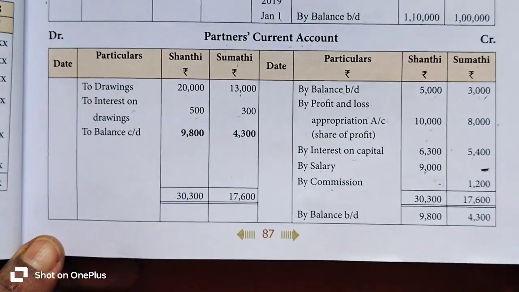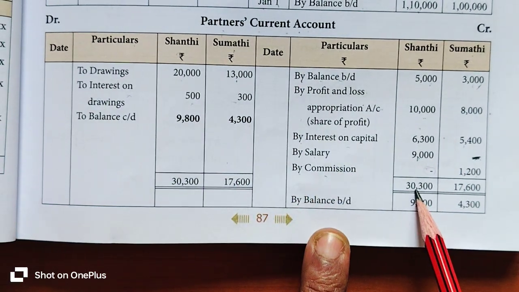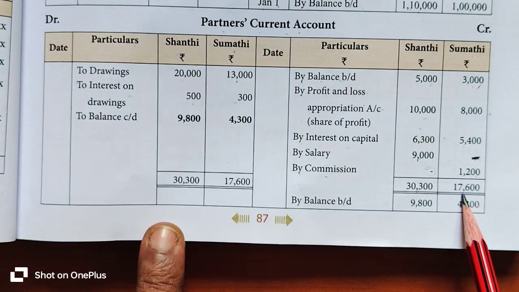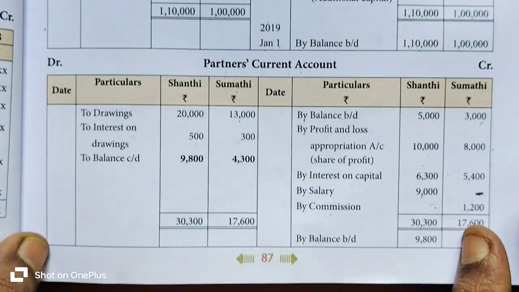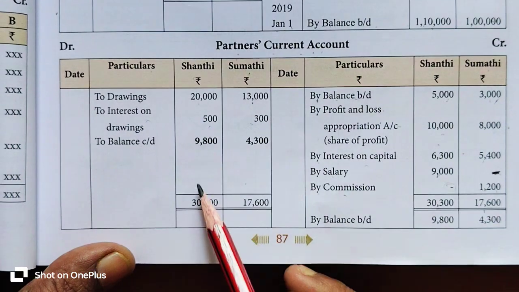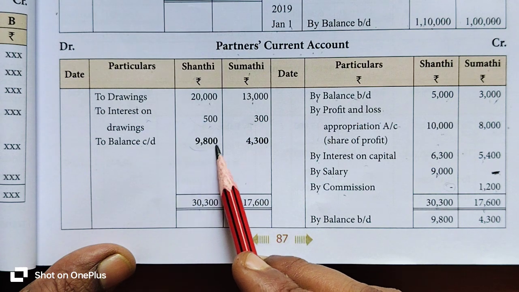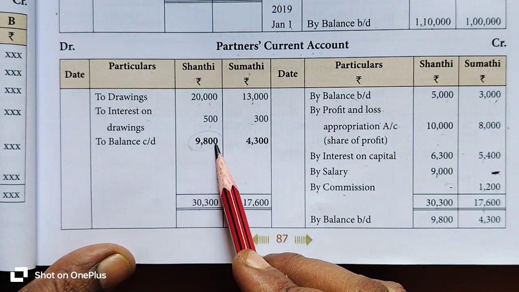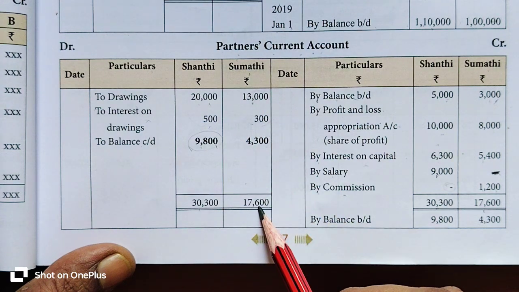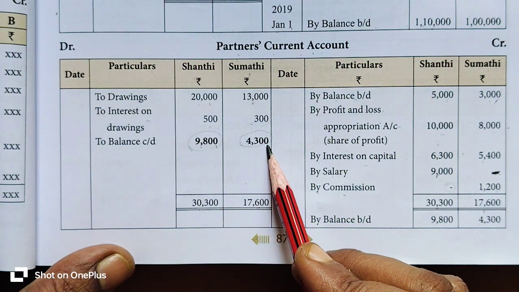You will get the total on the credit side: Shanti's total is 30,300, Sumati's total is 17,600 rupees. So you have to find the difference. You add 20,000 plus 500, that is 20,500, and subtract 20,500 from 30,300. You will get the difference of 9,800 rupees. In the same way, you add the debit amounts and subtract from 17,600. You will get the difference, that is 4,300 rupees.